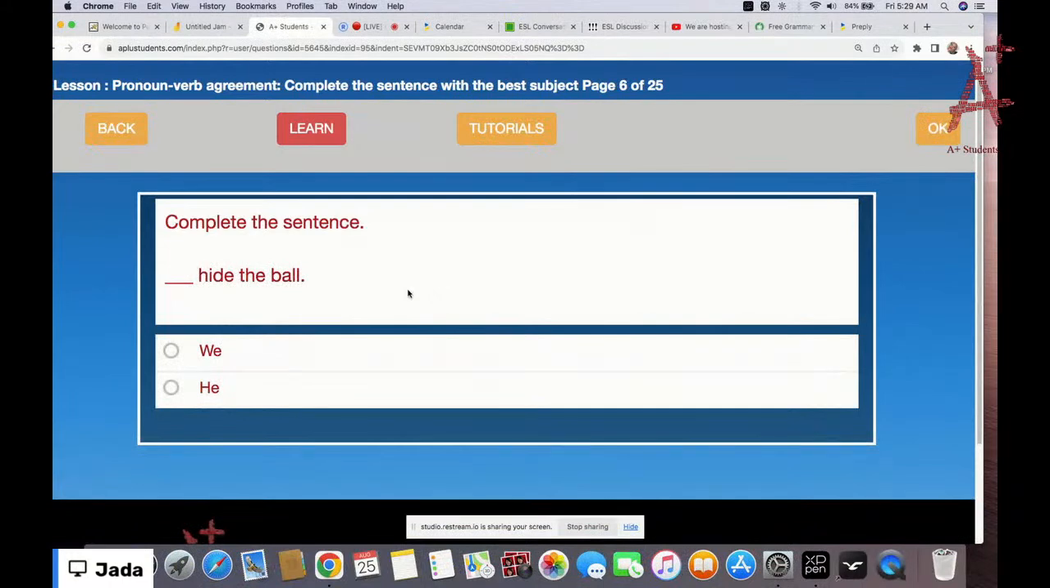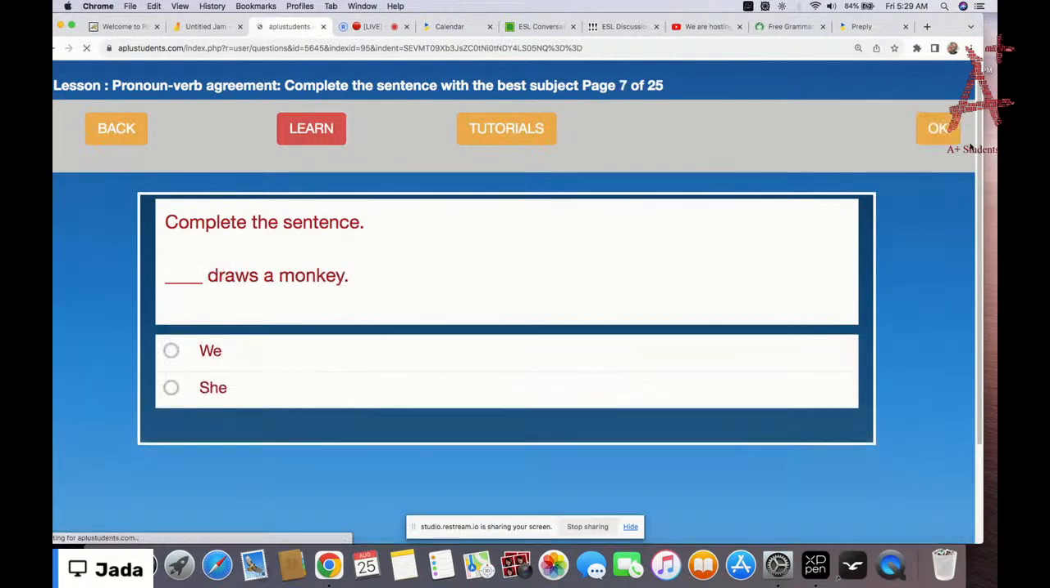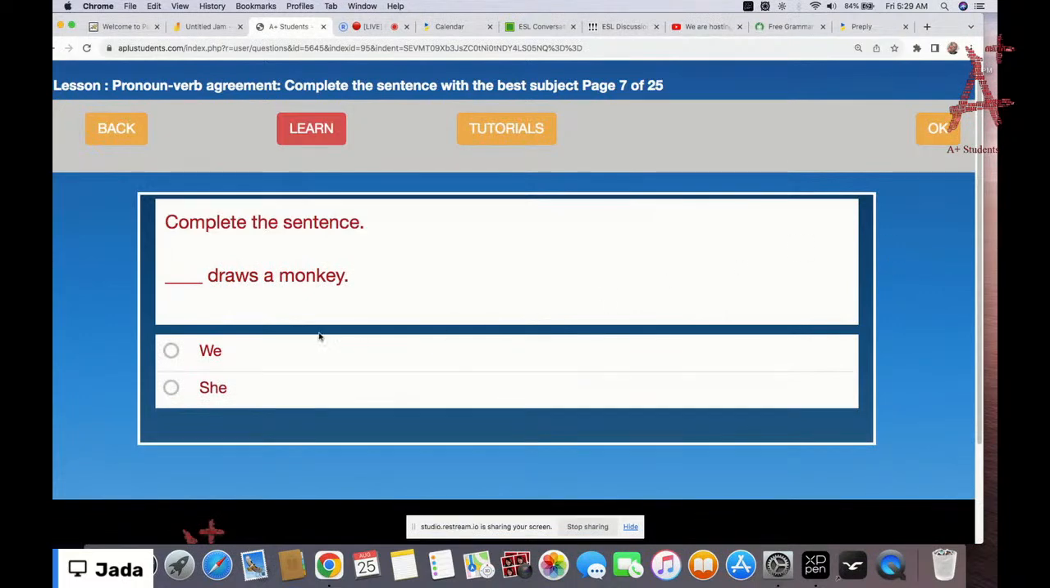Dash hide the ball, because it has what? It doesn't have an S here. Then it's going to be we, plural. Dash draws a monkey, because it has an S. Then it's going to be what? A singular subject. She draws a monkey.